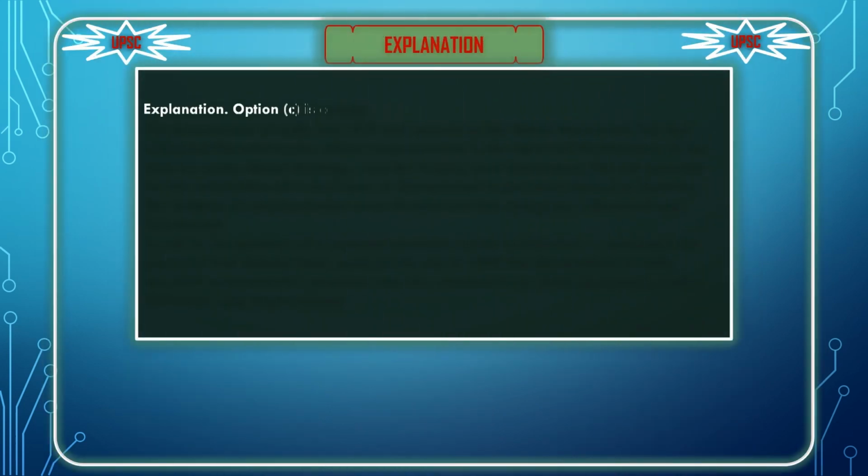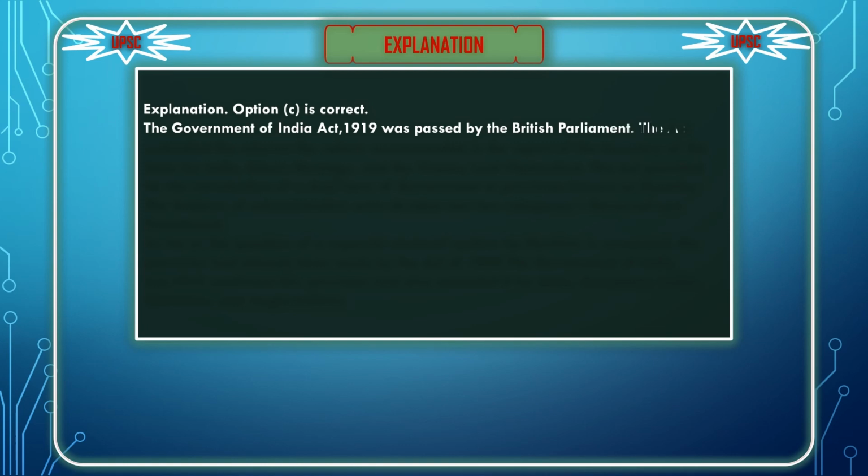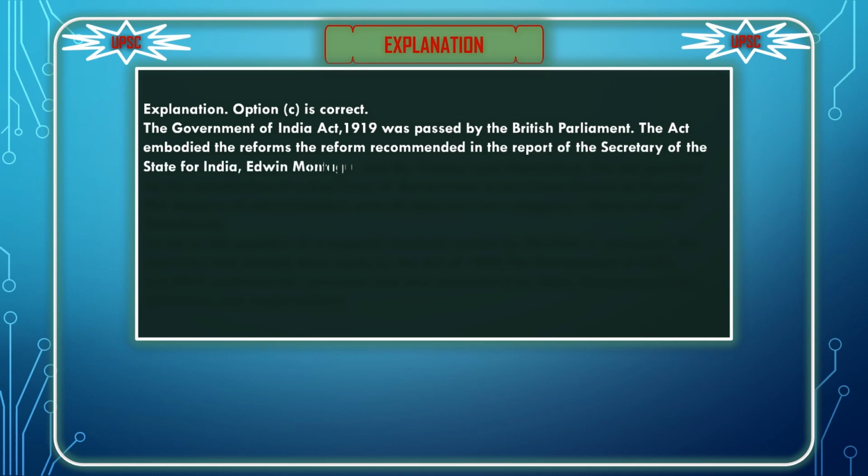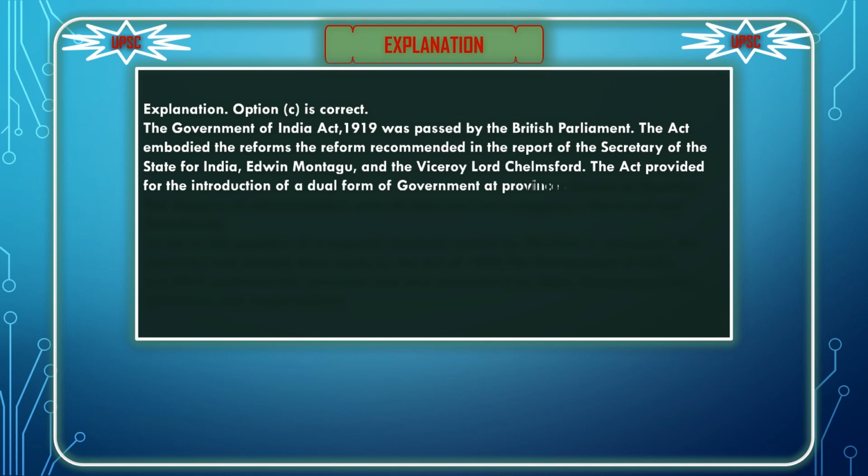Explanation. Option C is correct. The Government of India Act, 1919 was passed by the British Parliament. The Act embodied the reform recommended in the report of the Secretary of State for India, Edwin Montagu, and the Viceroy Lord Chelmsford. The Act provided for the introduction of a dual form of government at provinces known as diarchy. The subjects of administration were divided into two categories, reserved and transferred.